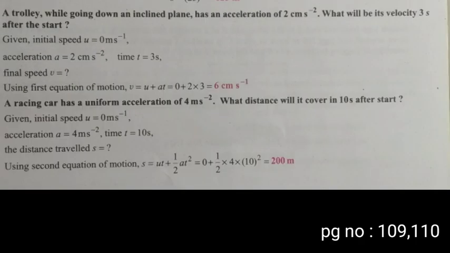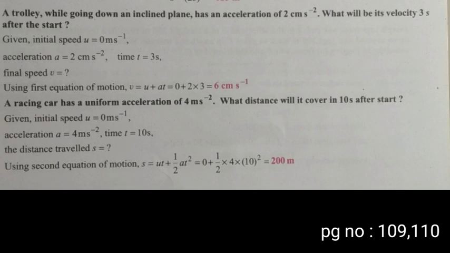Third one, a trolley while going down an inclined plane has an acceleration of 2 cm per second square. What will be its velocity 3 seconds after the start? Here also the trolley is starting from rest, so initial speed equals 0, acceleration is 2 cm per second square and time is 3 seconds. We will take the first equation of motion because we have to find the velocity. So, V equals U plus at, 0 plus 2 into 3, that equals 6 centimeter per second.